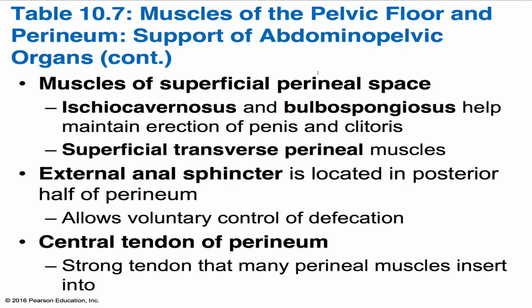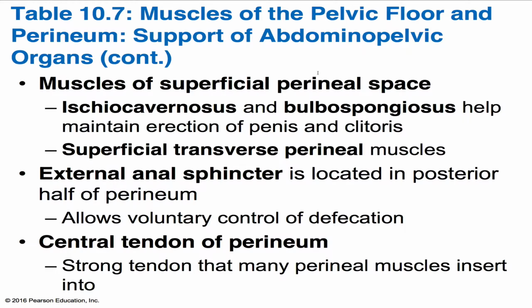Superficial to the urogenital diaphragm and covered by the skin of the perineum, we have the superficial perineal space. And here, we find the ischiocavernosus and the bulbospongiosus muscles. These are the two muscles that help maintain erection of the penis and clitoris. As we move to the posterior half of the perineum, encircling the anus, we have the external anal sphincter. And this muscle allows for the voluntary control of defecation.